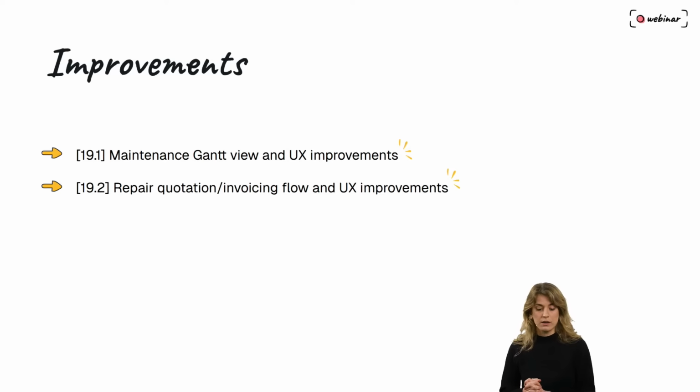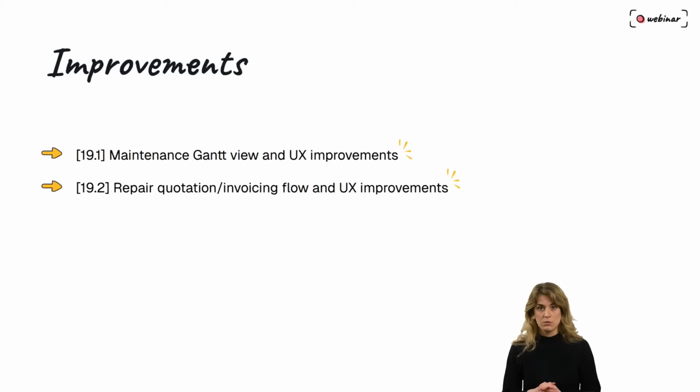And for repair, again, we have some UX improvements, some cleaning of the form, for example. But the main feature now that we have since the latest version is the possibility to directly invoice a repair order instead of having to go through the quotation, sales order, and all the steps. We can just directly invoice a repair order without all the flow. So just to show you, I will just move back to the backend.